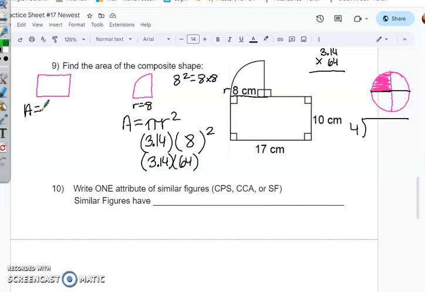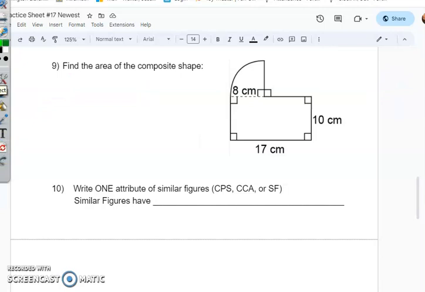And the last thing, this is in your notes, all over your notes. Write one of the attributes of similar figures: CPS, CCA, or SF. Remember, this will be on the test. Similar figures have, write it down. If you don't know it, look in your notes, then write it 10 times so you remember.